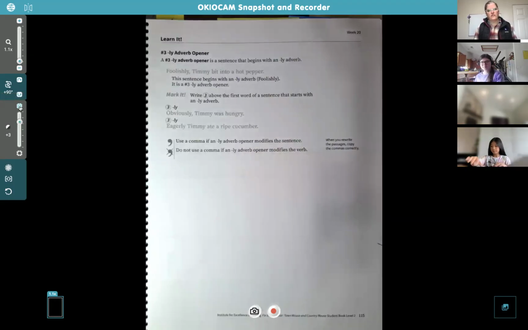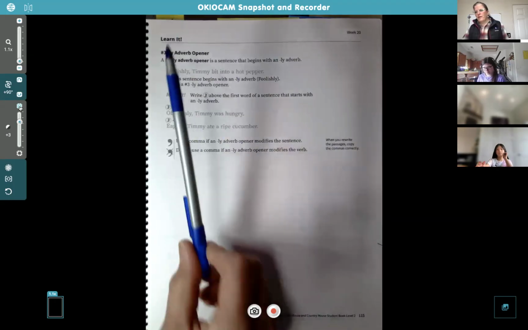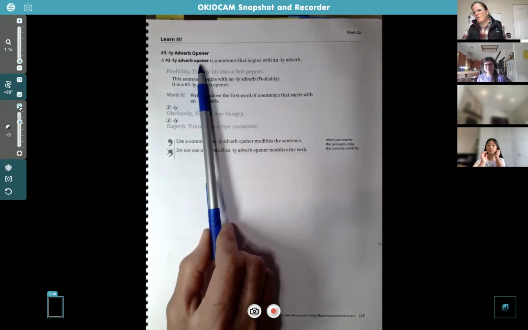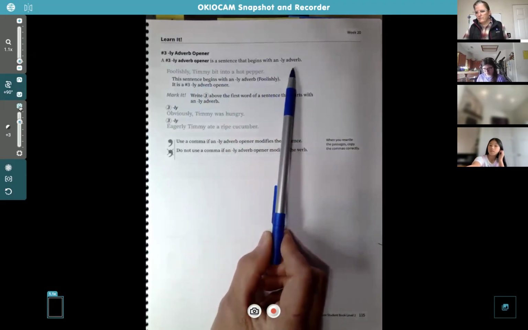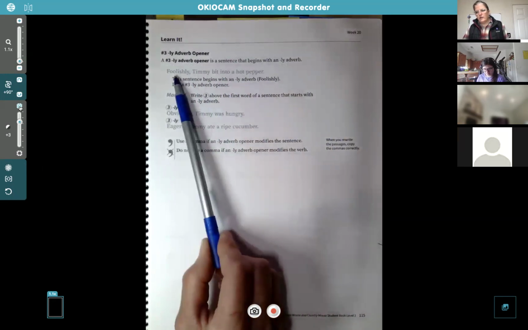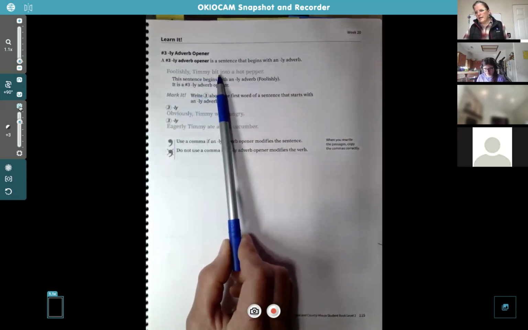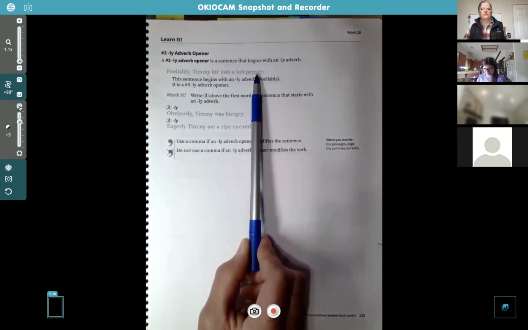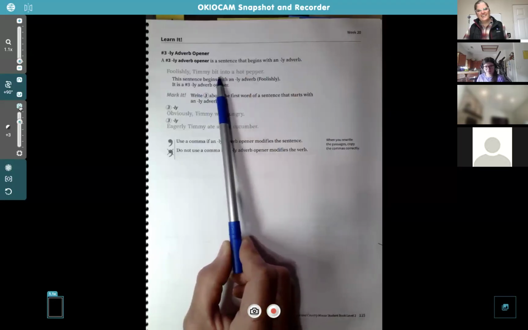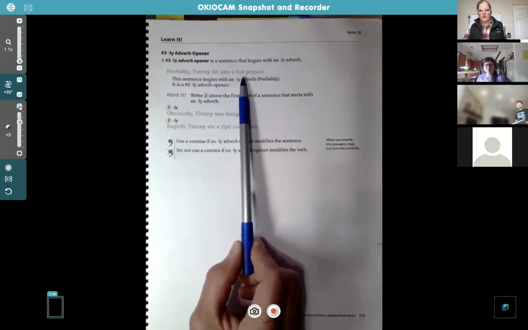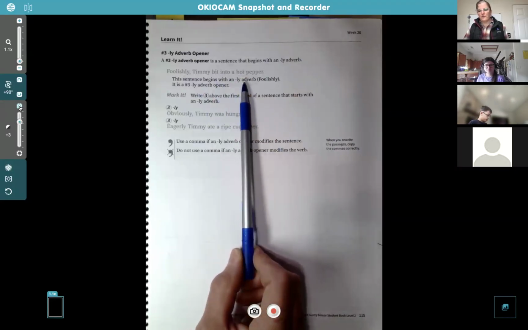The cool thing is you guys already know about these. You're already using them in your writing. So it's going to be super easy peasy cheesy. Number 3, ly adverb opener is a sentence that begins with an ly adverb. Like this one. Foolishly, Timmy bit into a hot pepper. Well, it was foolish that he did that. I don't know if you guys have ever bit into a hot pepper, but it'll burn your mouth. It's really hot.